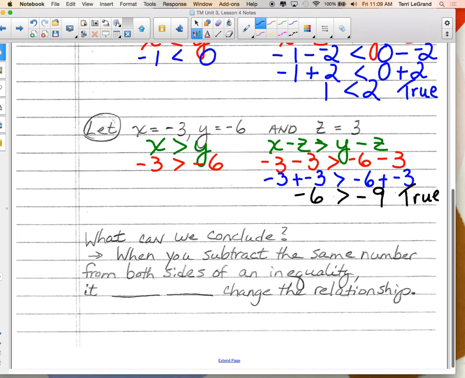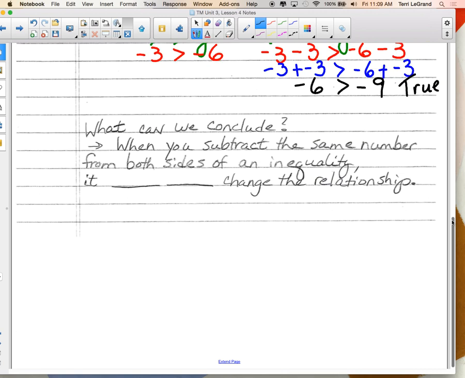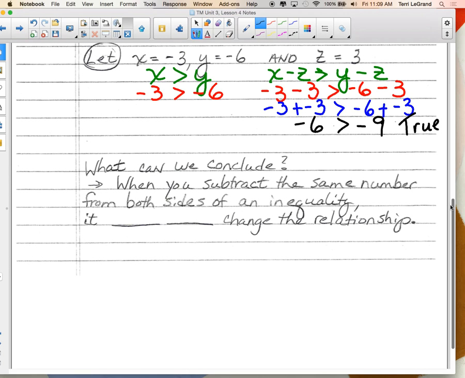So again, we did 3 tests, we got 3 truths, so what can we conclude? When you subtract the same number from both sides of an inequality, does it change the relationship? No, it does not change the relationship. So this is big for us to know, that we can add and subtract the same thing on both sides of the inequality, and we will not change the relationship. It's legal, in other words, okay? So no concerns.